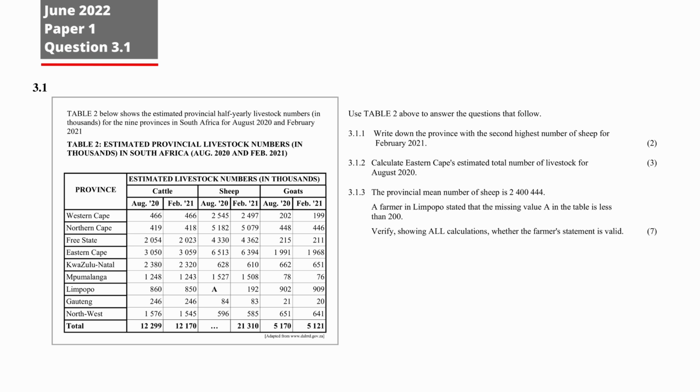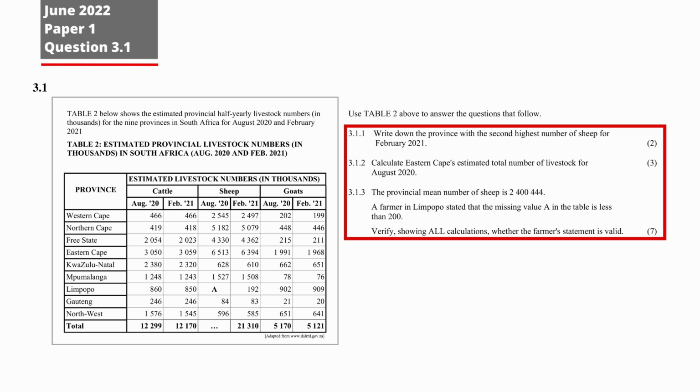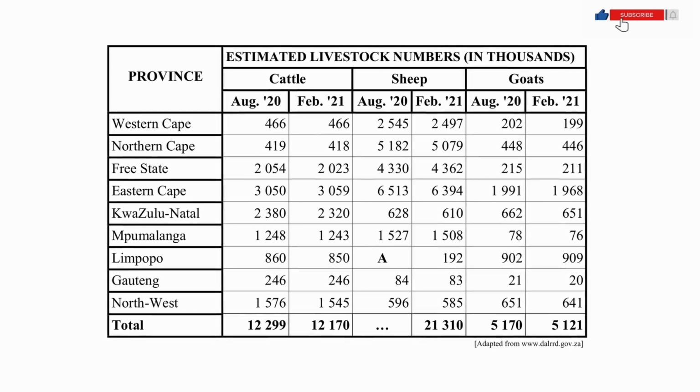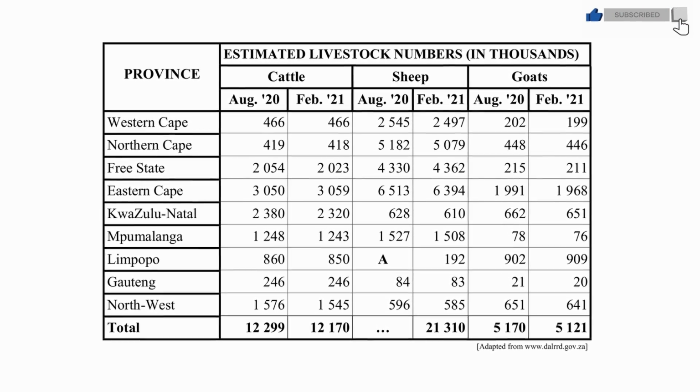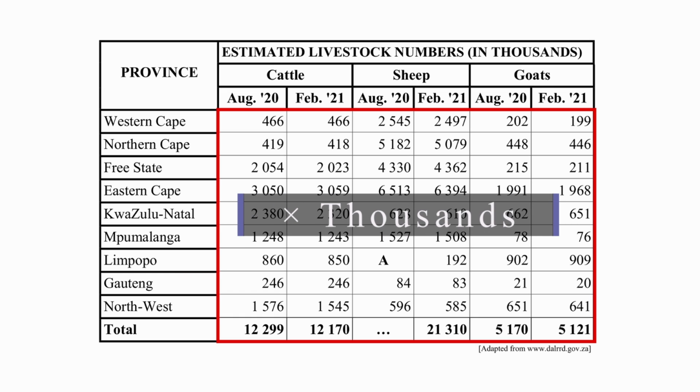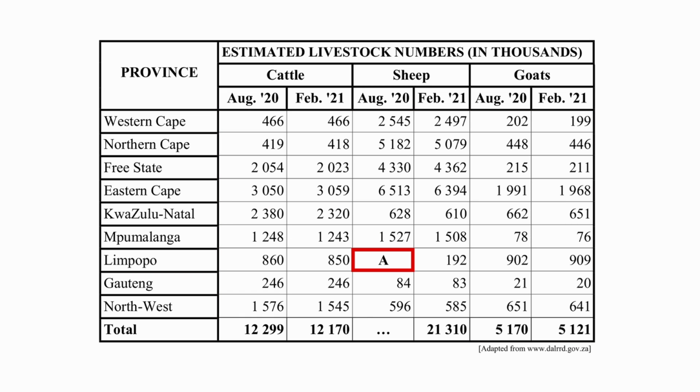Question 3.1 consists of 3 data handling questions that were designed to assess your understanding of data handling in relation to interpretation and analysis of data in a table. You are given a table of the estimated provincial livestock numbers in South Africa for a half year. The values shown in the table are in thousands, and there is a missing value A in the table which you will have to calculate.